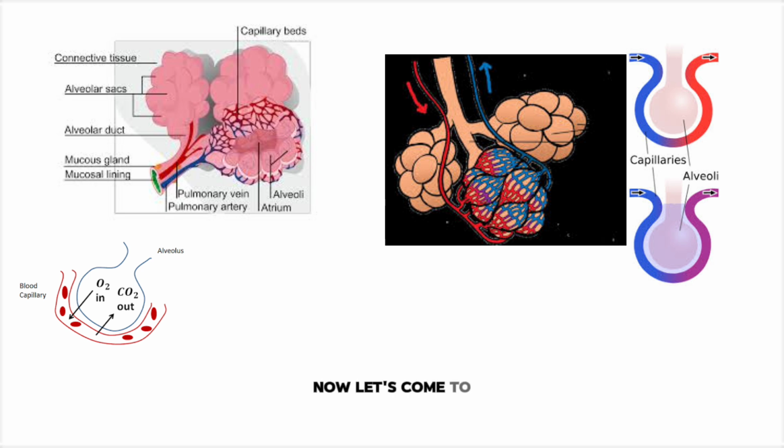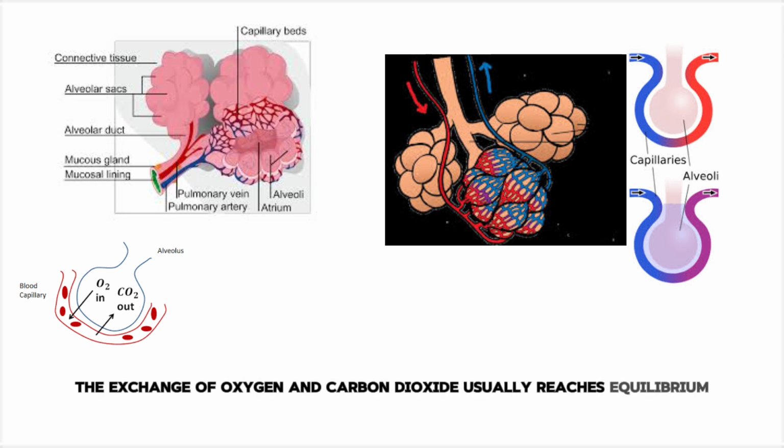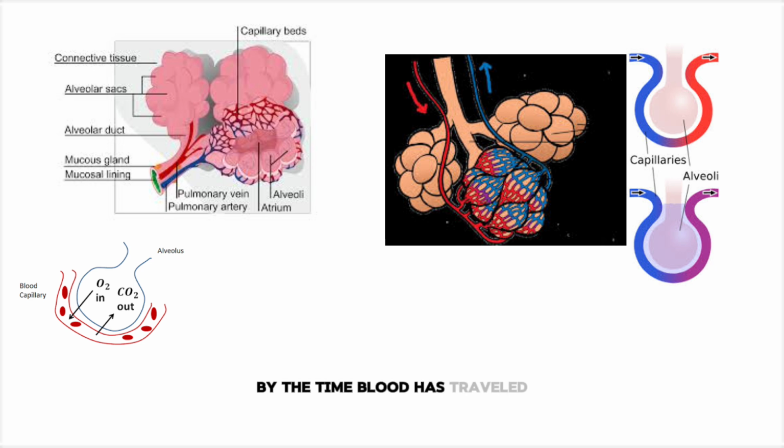Now let's come to the diffusion dynamics. According to Fick's law of diffusion, the rate of gas exchange is increased by a larger surface area and a greater pressure difference across the membrane, but is decreased if the membrane thickens. In healthy lungs, the exchange of oxygen and carbon dioxide usually reaches equilibrium by the time blood has traveled only one-third of the way through the pulmonary capillary.